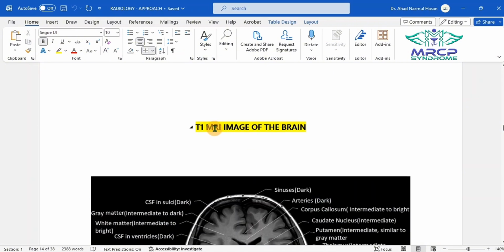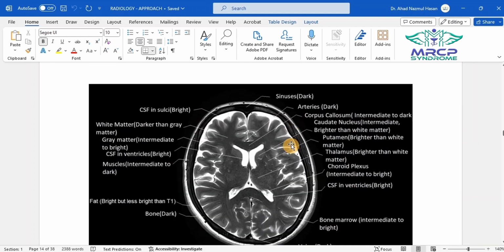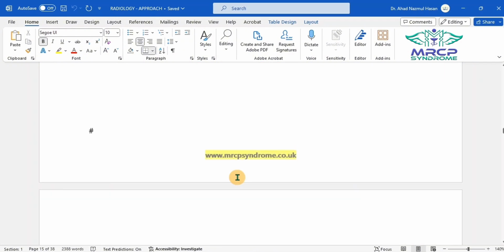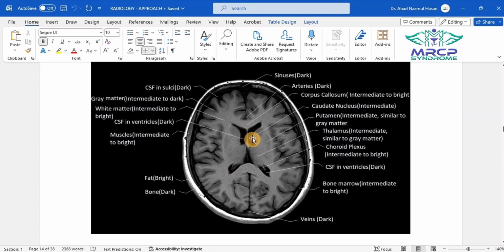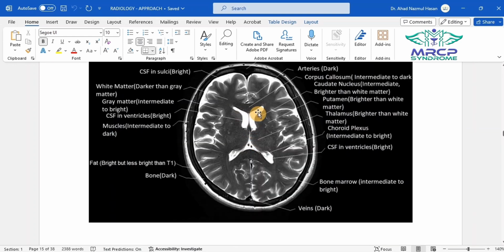So this was our T1 MRI image of the brain. So the fat would be bright, hyperintense or white. Water or CSF would be dark or hypointense. And is it T1 or T2? T2. So what should be the color of CSF in T2? White. Yes, it should be white or bright. And this is the main differentiating point. So in T1, the ventricles or CSF would be black or dark. And in T2, the ventricles or CSF would be bright or hyperintense.